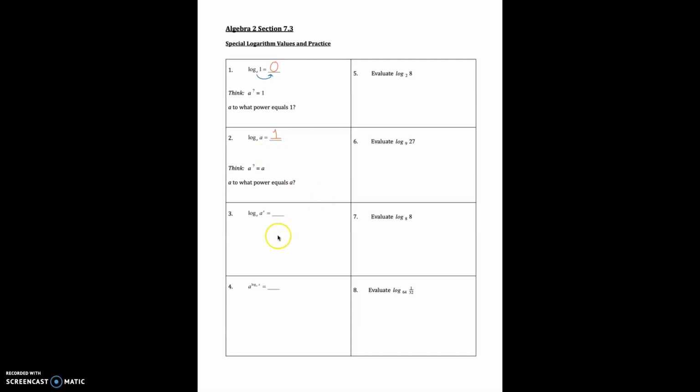So problem 3 now, log base A of A to the x. Well, A to what power is A to the x? Well, the answer here would be x. And then 4, A to the log of base A of x. Well, your exponents and your logs, remember, those are inverse functions. So what happens is they undo each other, and you're actually just left with x there.